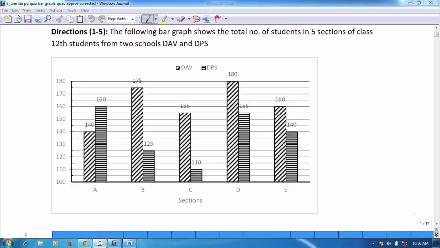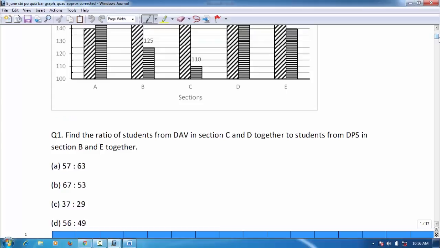So the first part is based on data interpretation and the directions are: the following bar graph shows the total number of students in 5 sections of class 12th students from 2 schools, DAV and DPS. And the first question is, find the ratio of students from DAV in section C and D together to students from DPS in section B and E together.